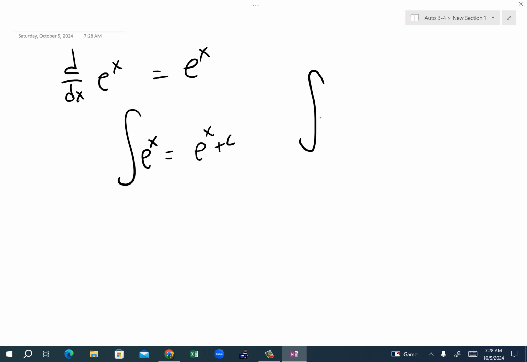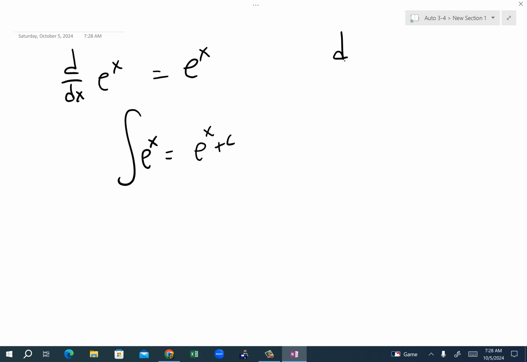Obviously, d/dx of e to the x is e to the x. The antiderivative of e to the x is what? It's e to the x plus c. Okay, that's the easy one. If you can't do that one, we've got problems. Later on, we'll get into what if it was e to the 2x. Well, hold on. Let's do that.